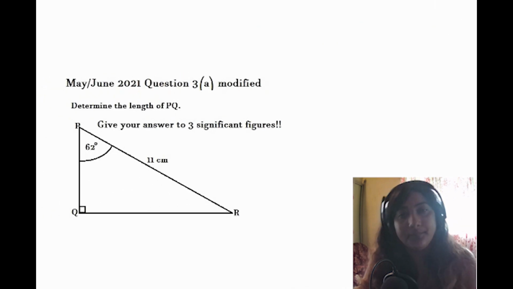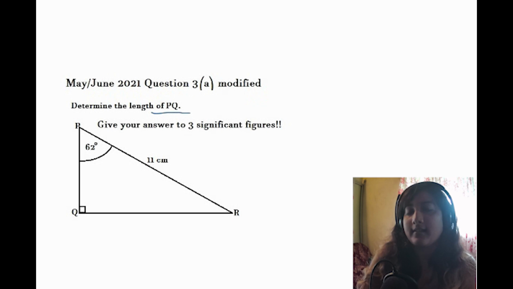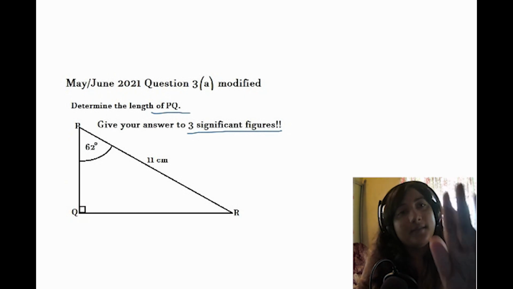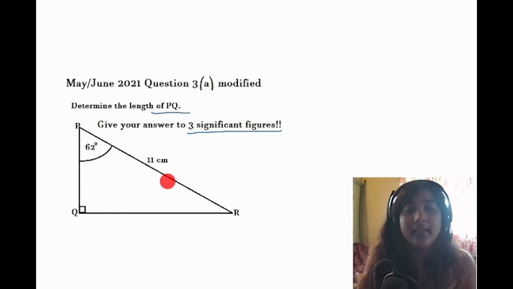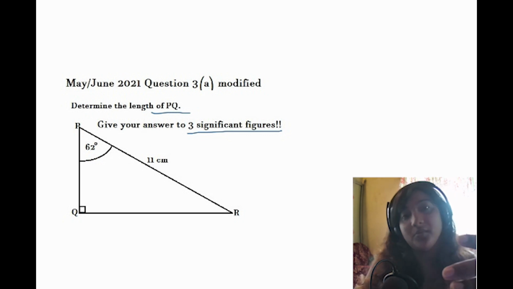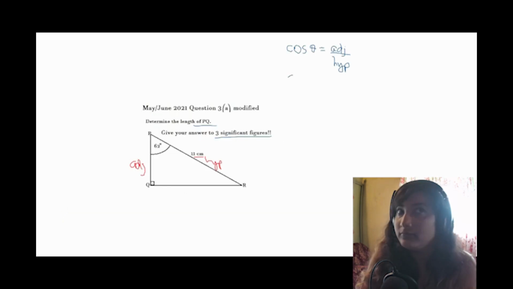In our question, we want to find the length of PQ and we want to write the correct answer to three significant figures. In our diagram, we can see that the length PQ is next to the angle that we're given, and we're given the length of the hypotenuse. If we're given this information, it indicates to us that we need to use the trigonometric ratio of cosine. So let's apply the cosine ratio, stating the cosine ratio, cos theta is equal to the adjacent over the hypotenuse.